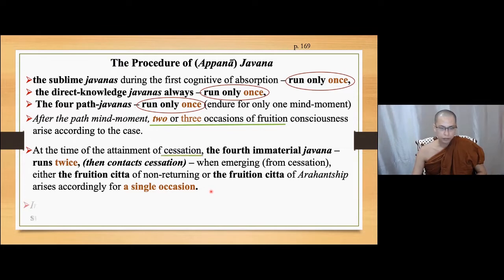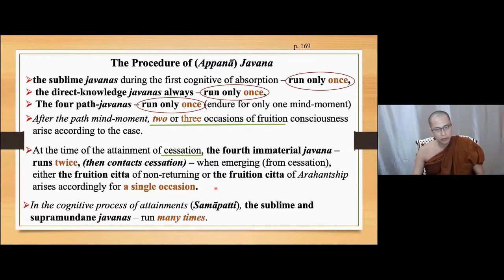Then another thing is this one-time occurrence of the absorption jhana is for the first-time attainment. If after the first-time attainment, the meditator repeatedly enters the attainment of jhana, it is called the process of attainment, samapatti vithi. In the samapatti vithi, the sublime and supramundane jhana run many times, countless times, because it can last one hour, two hours, etc. At that time, we cannot count the mind moments in the process. That's why we regard it as many times of jhana running at the time. This is called the process of attainment, samapatti vithi.